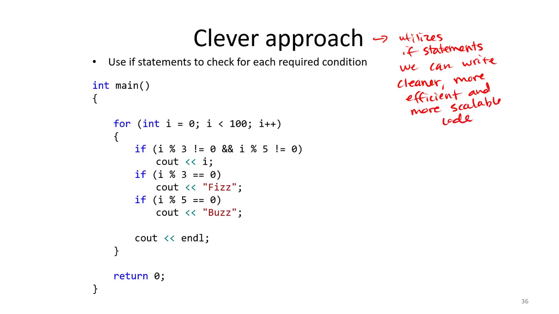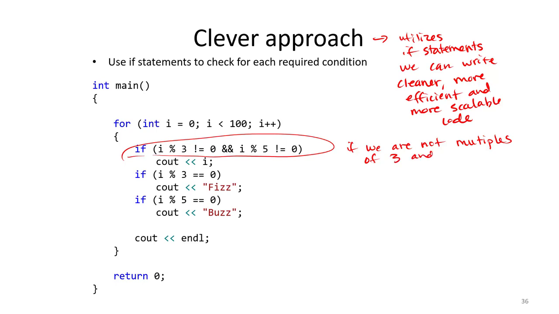So in the clever approach, we begin our for loop like before, and then notice what we do here. If we are not multiples of 3 or 5, notice again we're using modulus here to check for multiples, so if I divided by 5 doesn't have a remainder, then we know that we can check for multiples. So here, if we're not a multiple of 3 or 5, then we output the number.